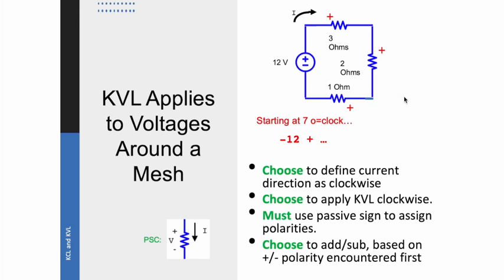Mr. Monk starts doing KVL at 7 o'clock. Here we go. Going clockwise, following the direction of the derived current. First thing I hit is the minus side of the 12 volt source. So I start off by saying minus 12. Continuing around, I hit the plus sign for the 3 ohm, so I have 3I, then 2I, then plus 1I. I've made it around the loop, so those sum to 0. Solving that, you get I equals 2 amps. No surprise.